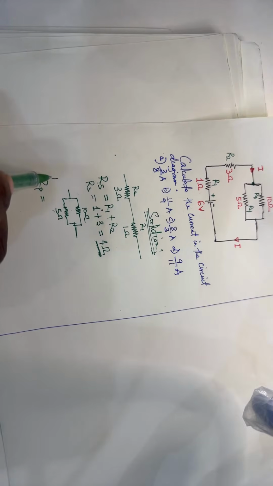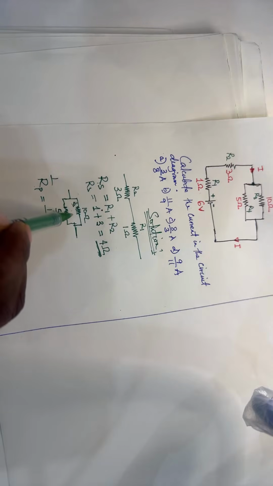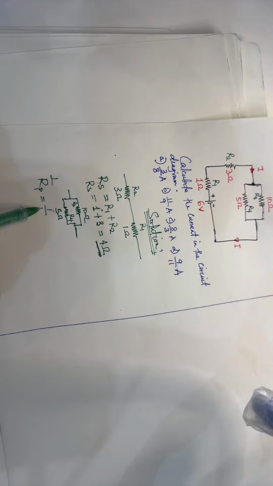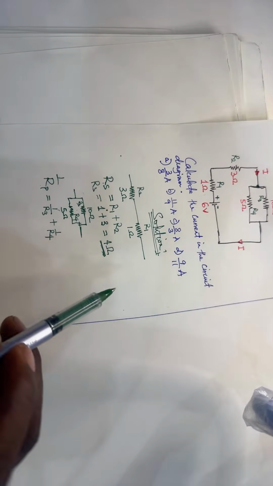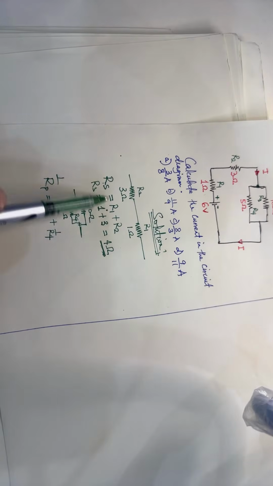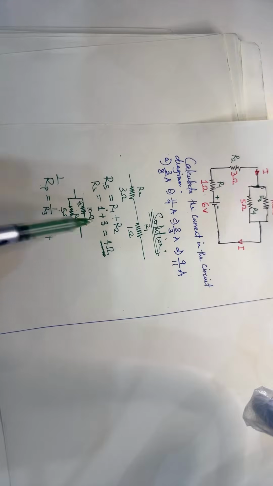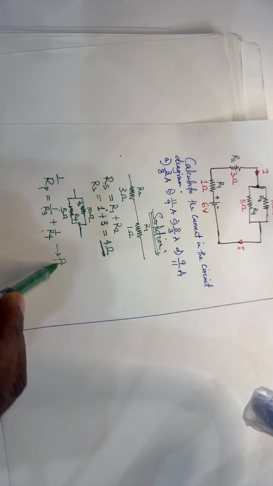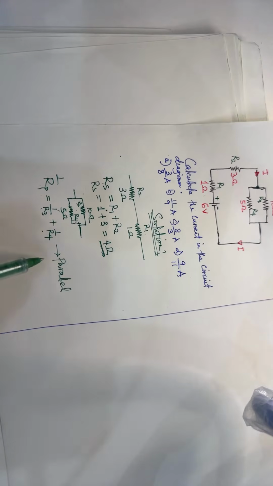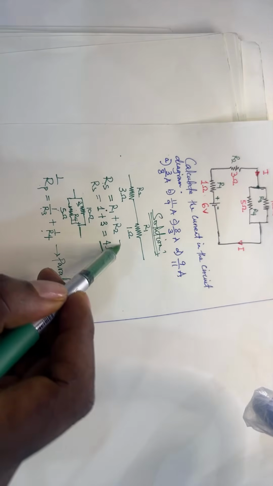Now to get this one, we use the formula: 1 over R parallel, the inverse of R parallel, equals 1 over R3 plus 1 over R4. Two things I want to note. For a serial connection, R series equals R1 plus R2. But for parallel, always, the inverse of R parallel equals 1 over R3 plus 1 over R4. This one is the parallel connection formula. For parallel connection we use this one, and this one is for serial connection.